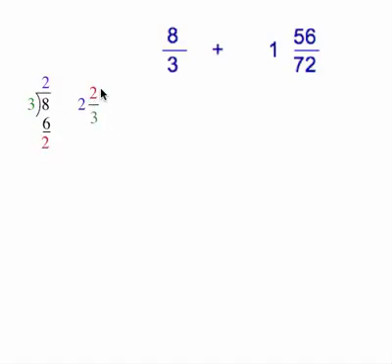So the remainder is our numerator. Our old denominator is our new denominator. The denominator, the bottom number, does not change. The whole number is the quotient. So we get 2 and 2/3.